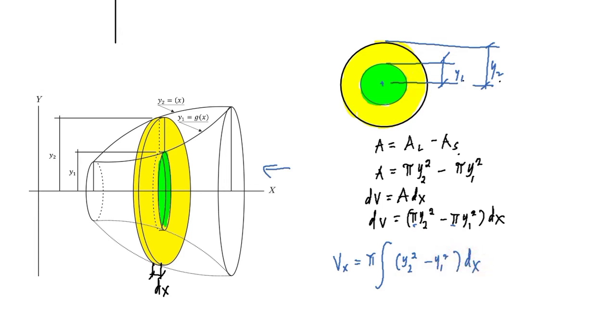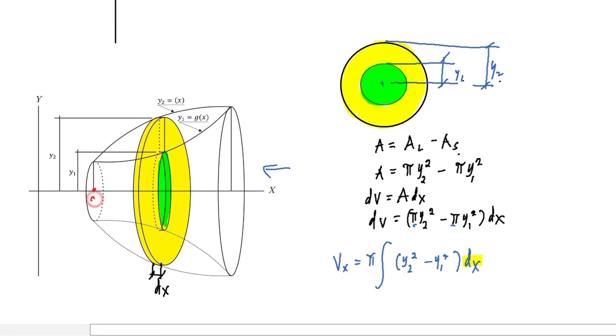Now, since we are in x, so ibig sabihin, yung magiging limit natin dito will be from this point A here up to this point B. So we have limit from point A up to point B. Provided that our y sub 1 is less than y sub 2.